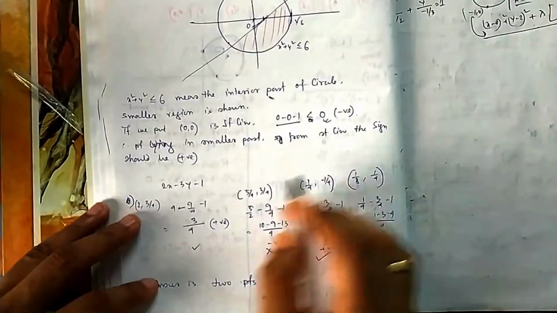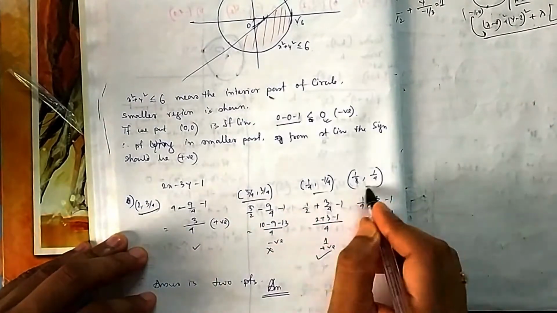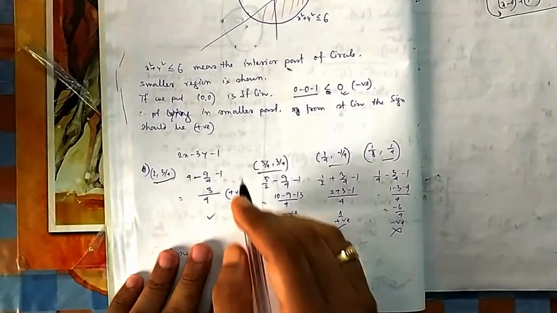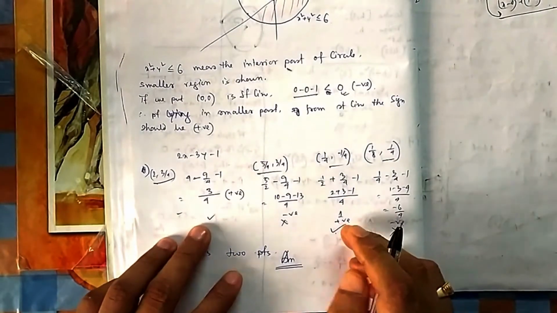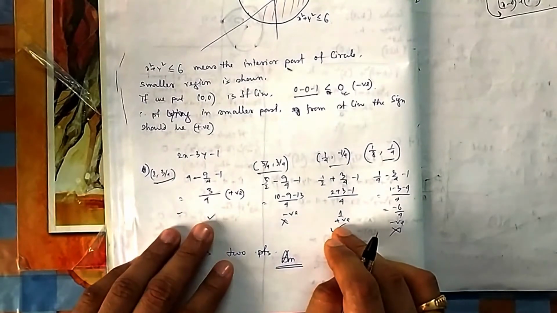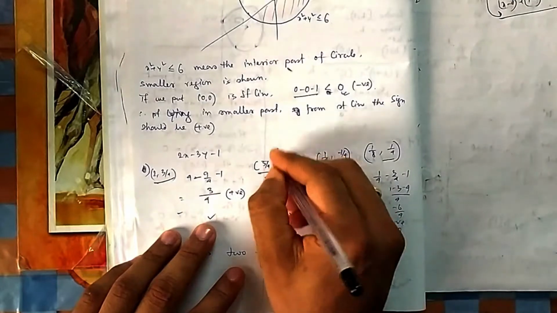So let me check. I have 4 points for this. Let me check one by one which is giving me positive. If you put A and C, the first one and the third one, you can see these points are satisfying. These two are not satisfying. So these two will not be the answer, obviously.